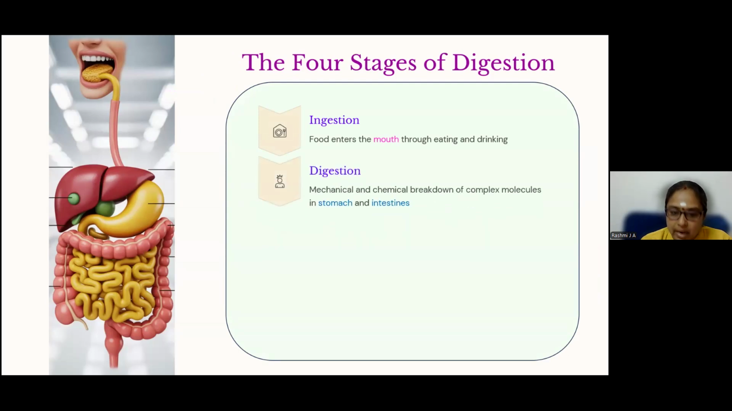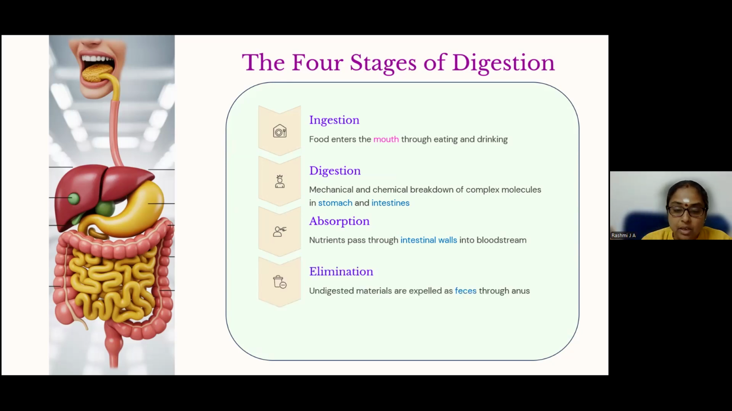Then we have digestion itself. So it is mechanical and chemical breaking down of complex substances into smaller ones, happening in the stomach and intestine. Then we have absorption. Nutrients pass through the intestinal walls, both the intestines. Why? Because in the small intestine nutrients are absorbed, and in the large intestine water is again absorbed. So absorption happens in the intestinal walls.